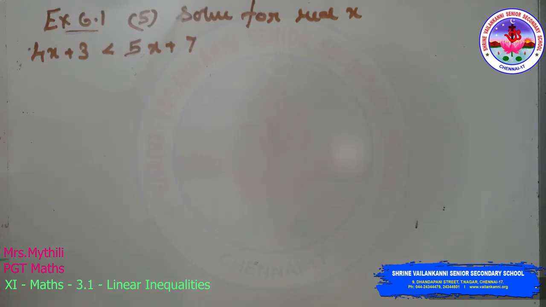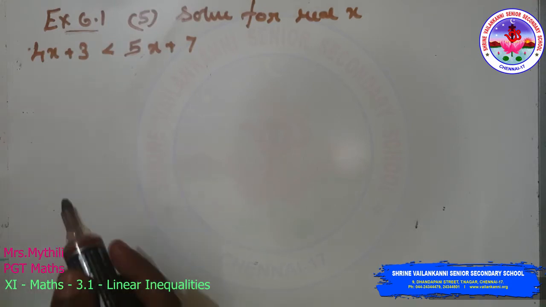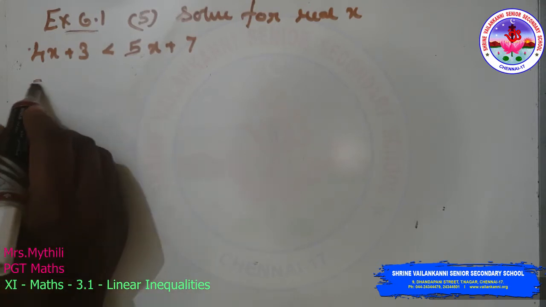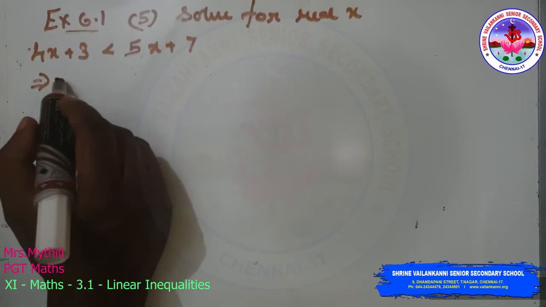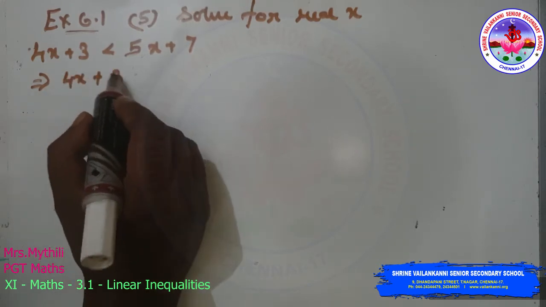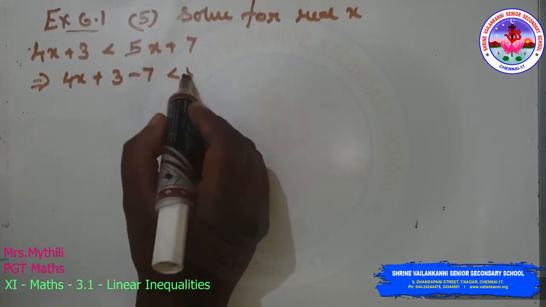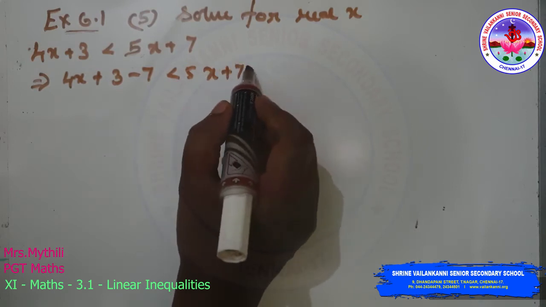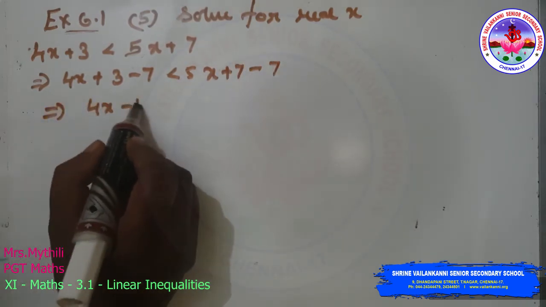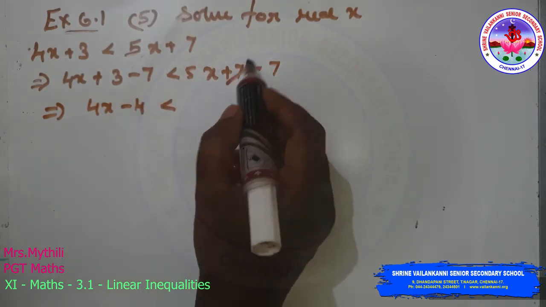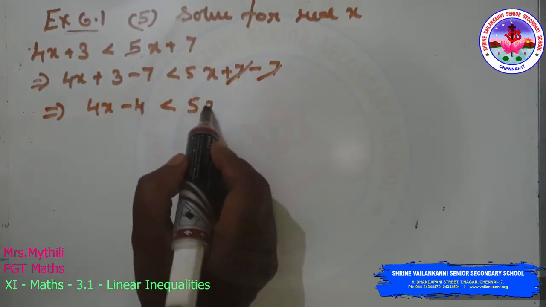Fifth one, solve the following inequality for real x. 4x plus 3 less than 5x plus 7. So subtracting 7 on both the sides. So 4x plus 3 minus 7 less than 5x plus 7 minus 7. So we get 4x minus 4 less than 5x, and 7 will get cancelled.